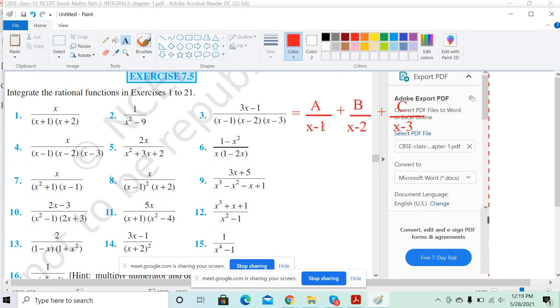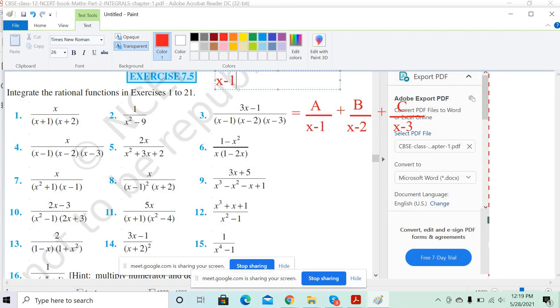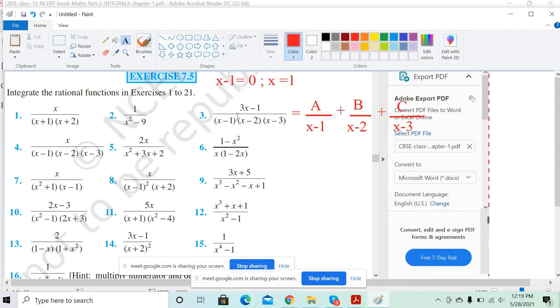So I want the a value. In order to get the a value, I'll put this x minus 1 as 0. Then x will be equal to 1, correct? So this x equal to 1, I'll substitute in 3x minus 1 and everywhere except for x minus 1, and get the value. That will be the value of a.